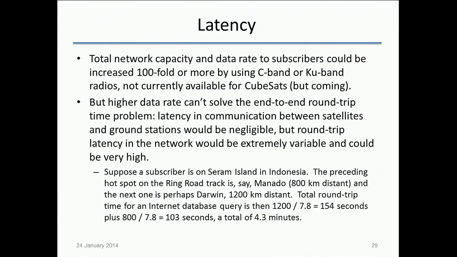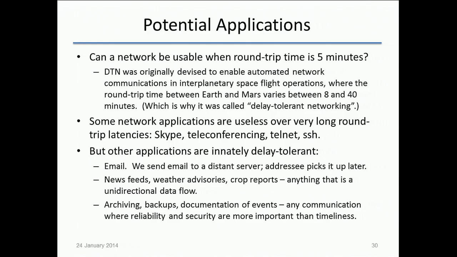154 seconds of travel time from Seram to Darwin before it can load the data into the internet, and 103 seconds from Manado back to Seram on the return. The part that's on the internet, yeah, that's negligible, but the satellite takes some time to move. So you've got a total round trip time of 4.3 minutes. Okay, so can a network be usable when the round trip time is 5 minutes? I think it's a fair question. I think it's really the main point of what I wanted to talk about today.